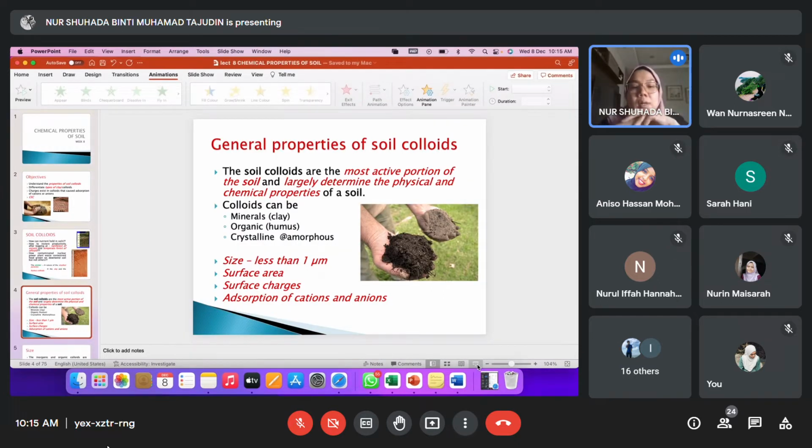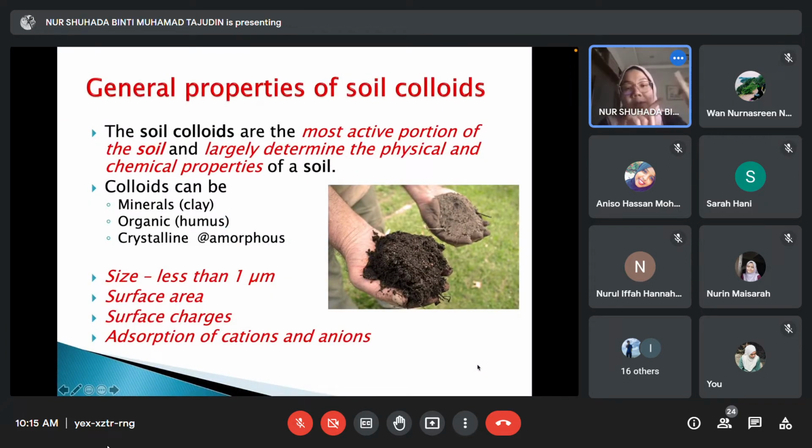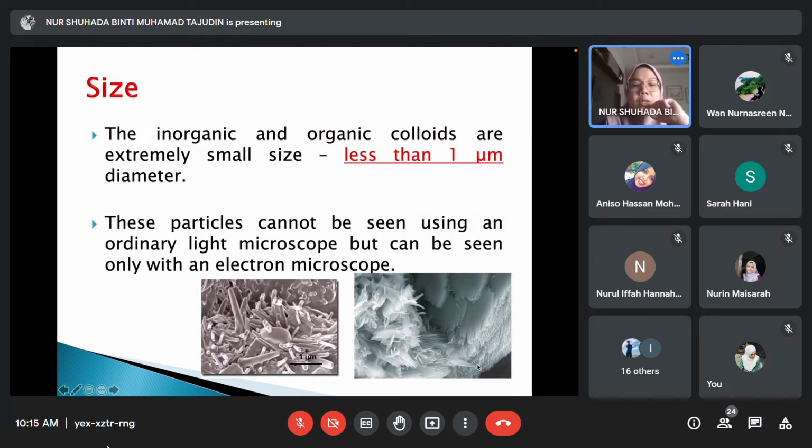So that is the answer of colloids. What is actually a colloid? It should be small-sized particles. It has a large surface area, good surface charges, and it can absorb cations and anions. That is the characterization of soil colloids. Basically, soil colloids reflect the simplest thing that you know, which is clay. So the structure should be like clay.